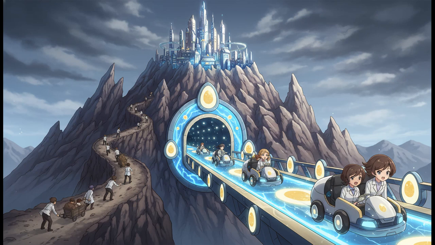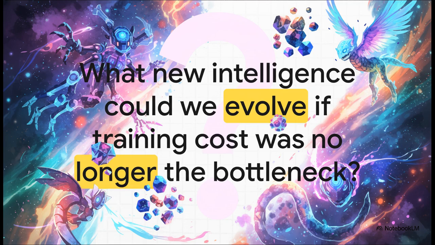EGGROLL isn't just about making things faster, it's a fundamental shift. By finally making evolution a viable, practical strategy for training massive models, it unlocks a whole new design space for AI. It's about opening up a whole new playbook for how we design and build artificial intelligence. And that really leaves us with one massive, exciting question. For so long, the sheer cost and difficulty of training has been a huge bottleneck for our imagination. But now that a method like EGGROLL has come along and smashed that barrier, what new, exotic, and powerful kinds of intelligence could we finally evolve?